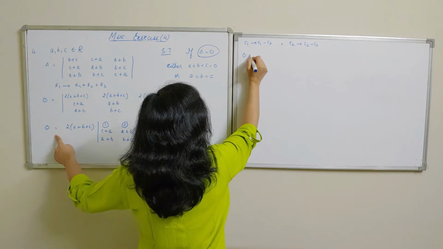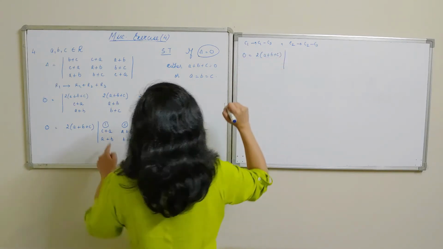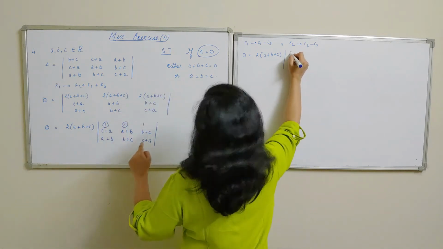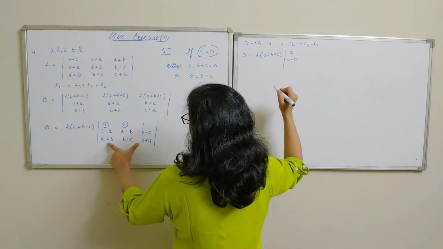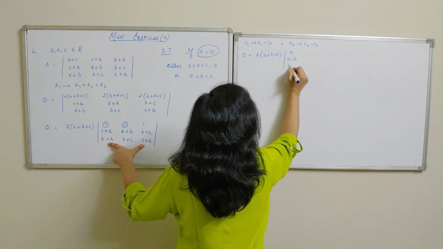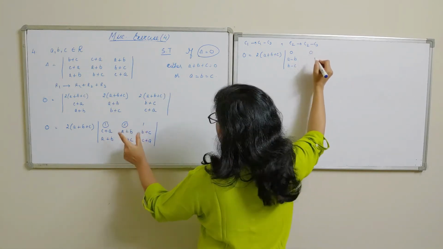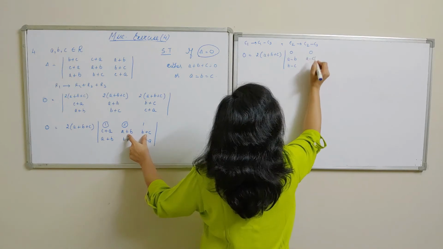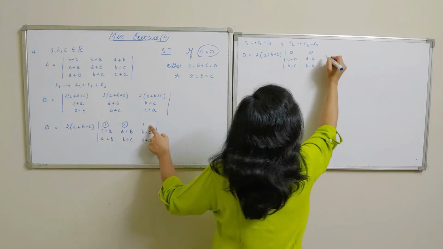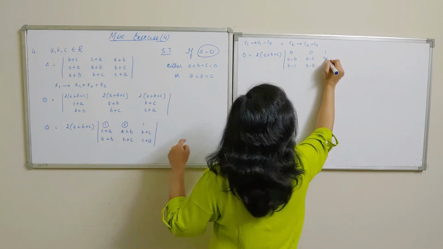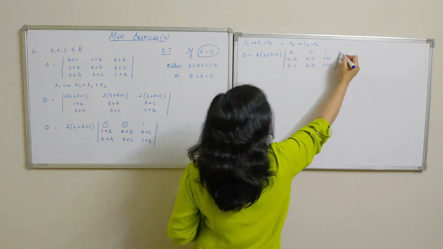So left side is 0. On the right hand side, the determinant C1 minus C3. So this is 0. This minus this will give us a minus b. This minus this will give us b minus c. Likewise, C2 minus C3. This is 0. This is a minus c. And this will be b minus a. And the last column is this. So now expanding along the first row.